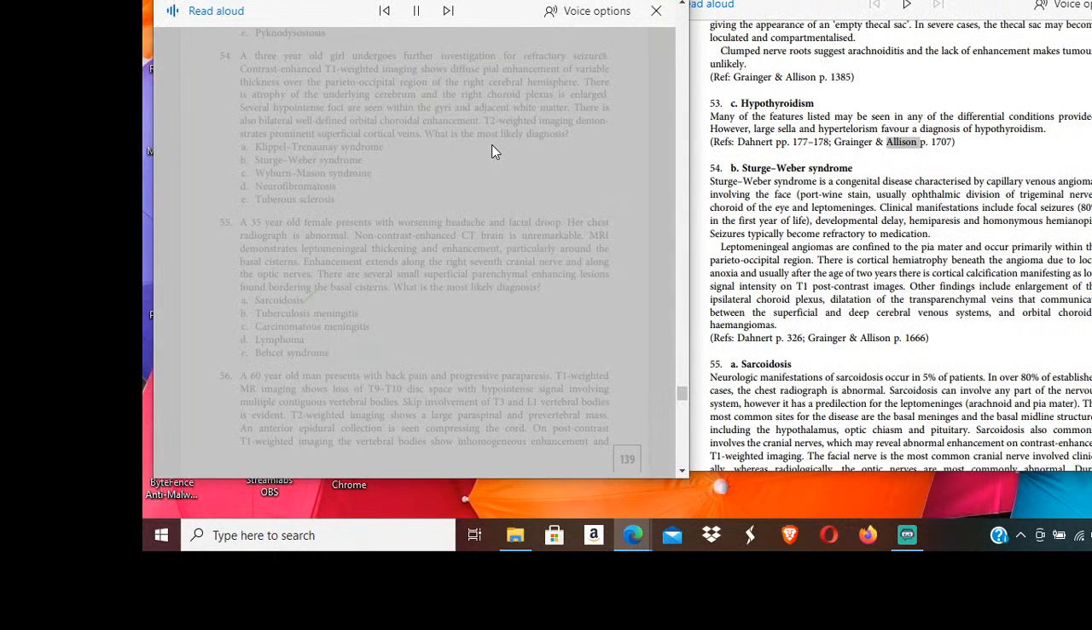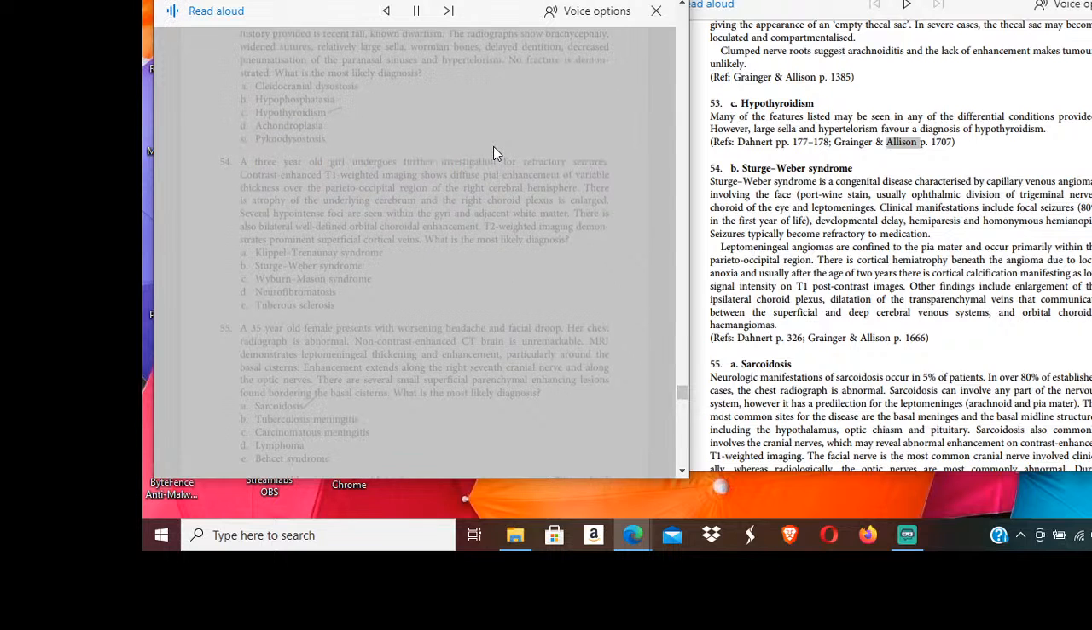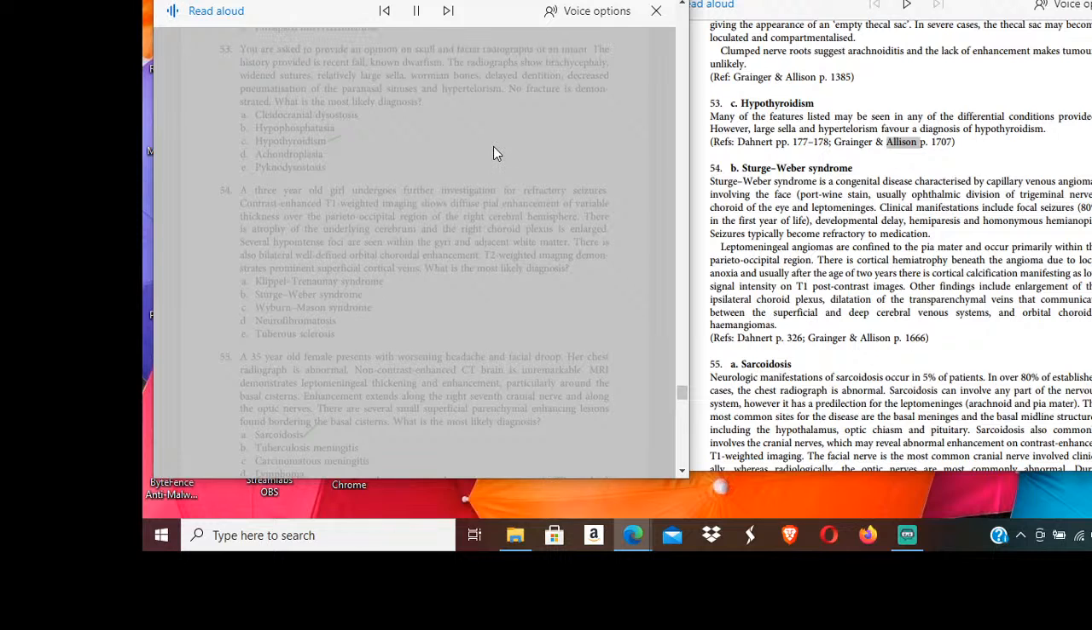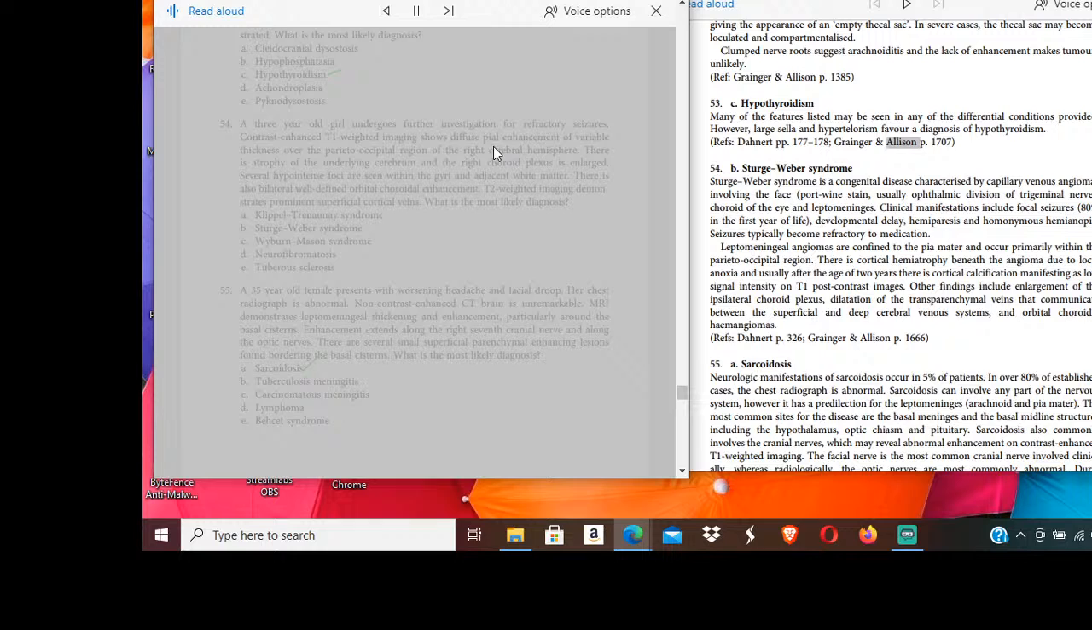54. A 3-year-old girl undergoes further investigation for refractory seizures. Contrast-enhanced T1-weighted imaging shows diffuse pial enhancement of variable thickness over the parieto-occipital region of the right cerebral hemisphere. There is atrophy of the underlying cerebrum, and the right choroid plexus is enlarged. Several hypointense foci are seen within the gyri and adjacent white matter. There is also bilateral well-defined orbital choroidal enhancement. T2-weighted imaging demonstrates prominent superficial cortical veins. What is the most likely diagnosis?